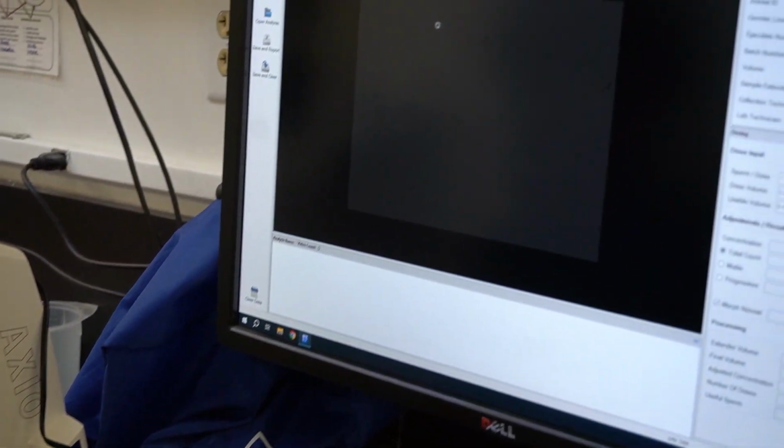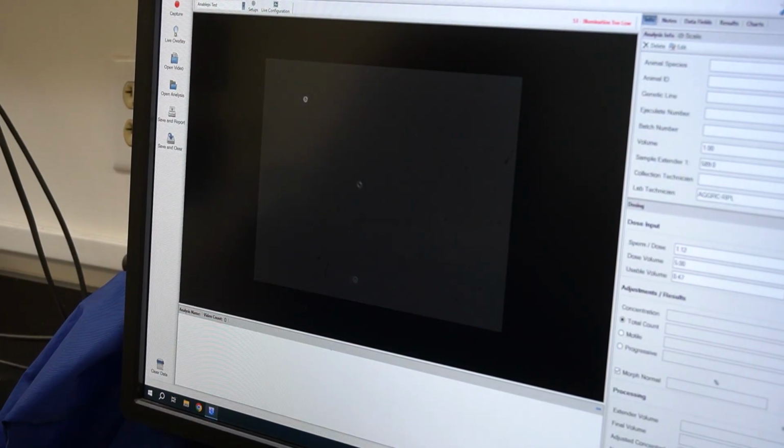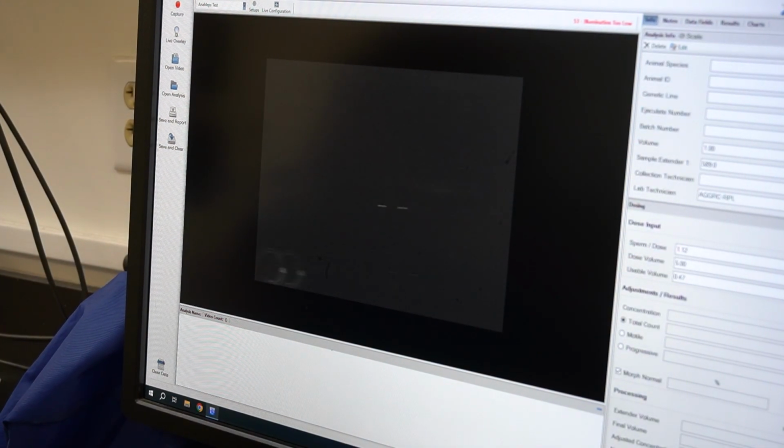And then we just do the same thing on the other side. So I'll reset this. And then we'll do our motility and then our concentration again.